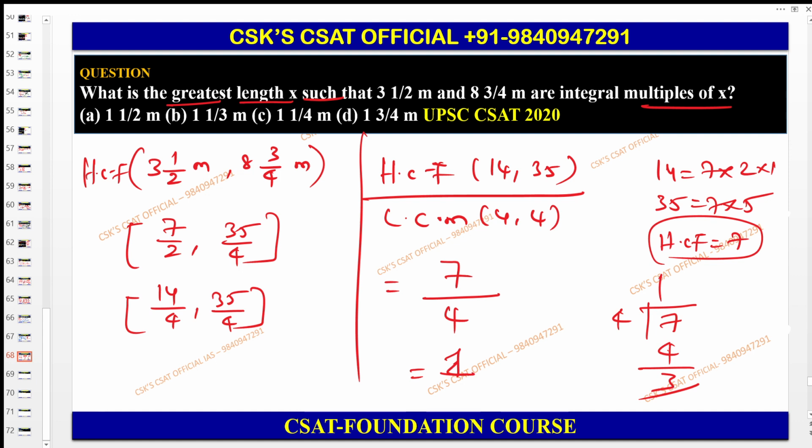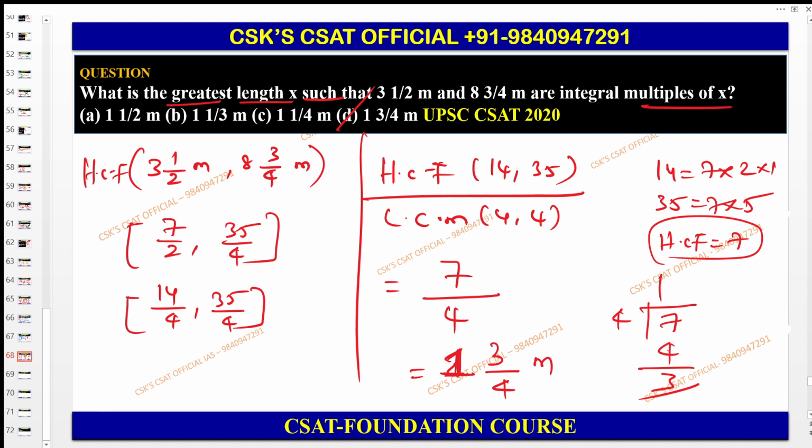1 is the quotient. Here you need to write the remainder, then you have to write the divisor. That's it. The answer for this question is D, 1 3 by 4 meter. Understood, everyone?